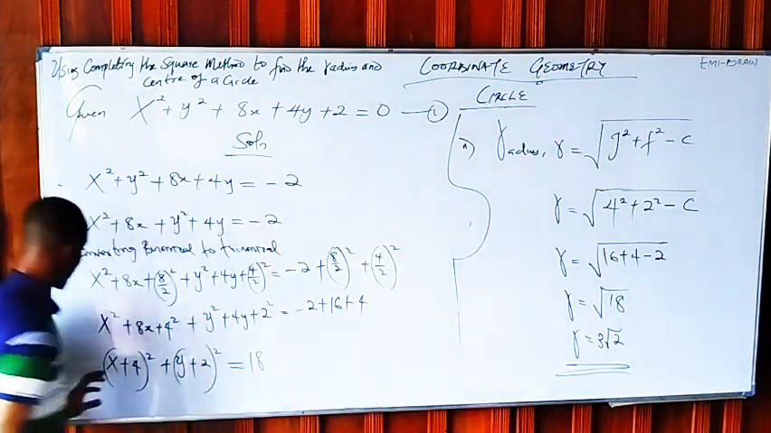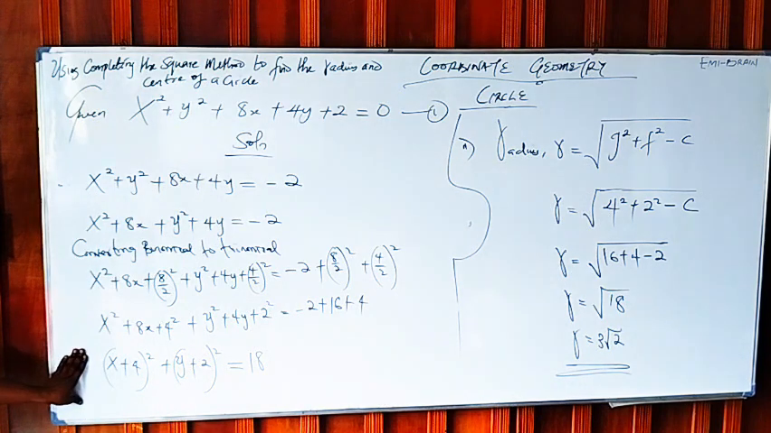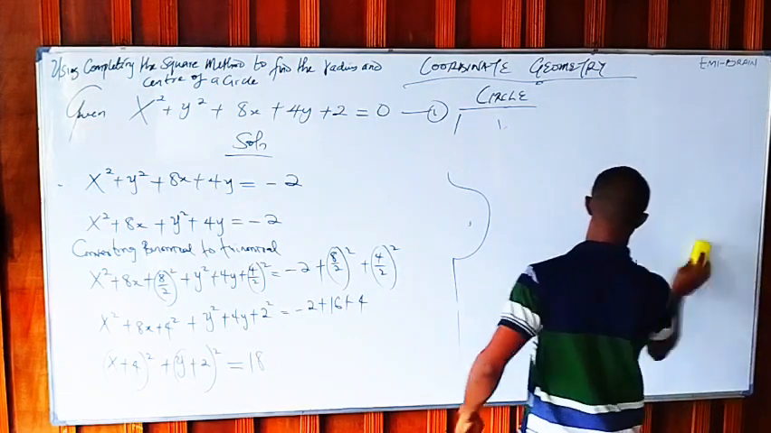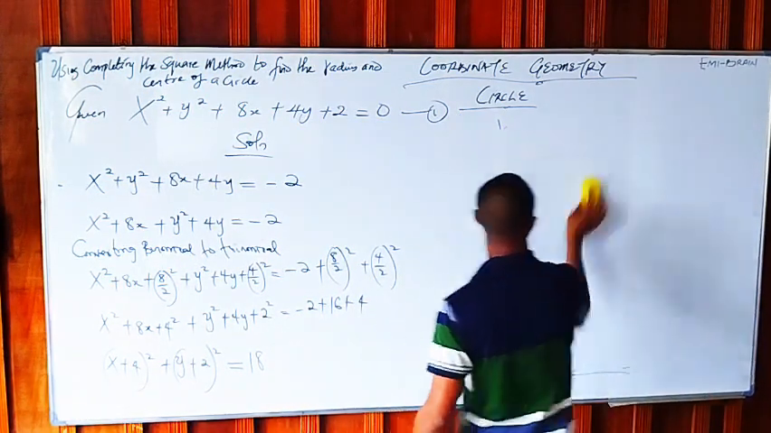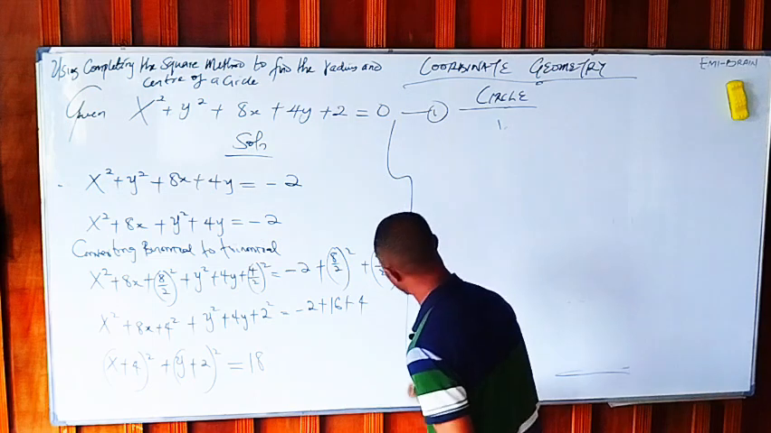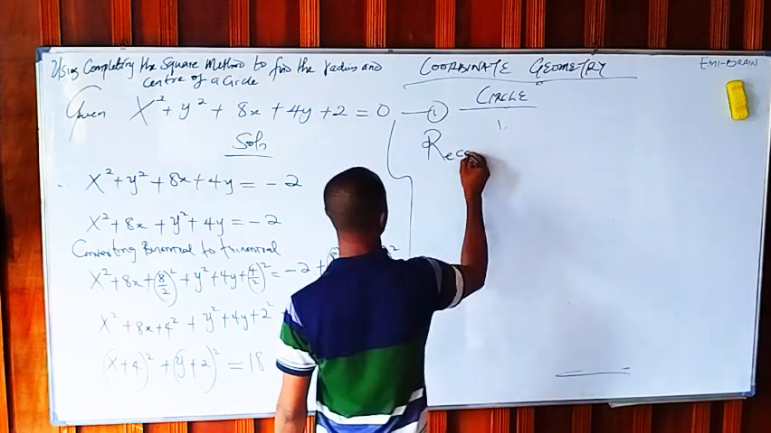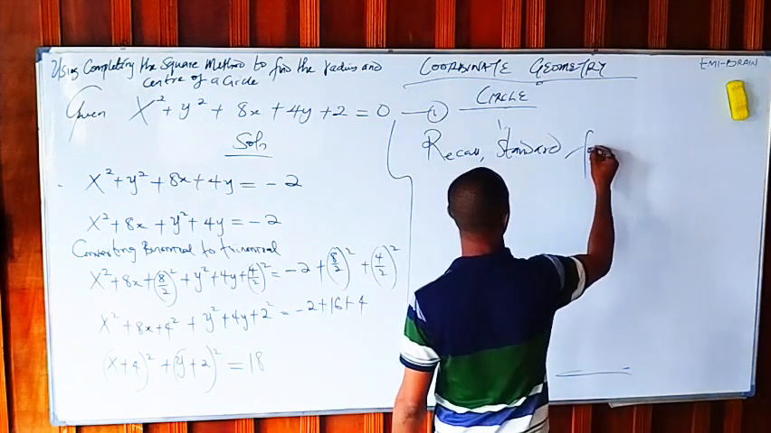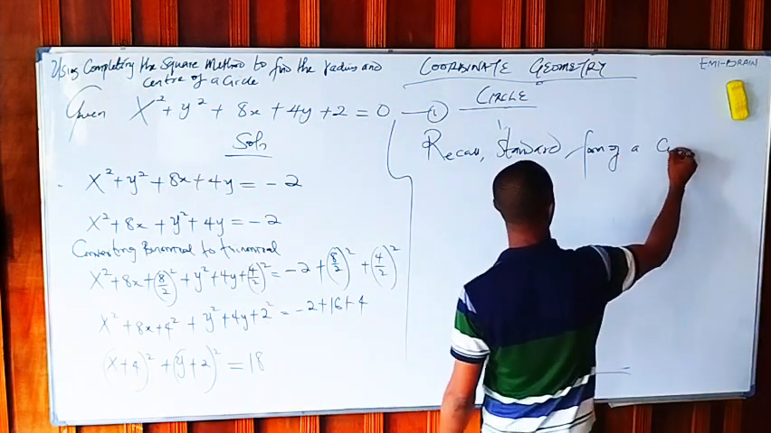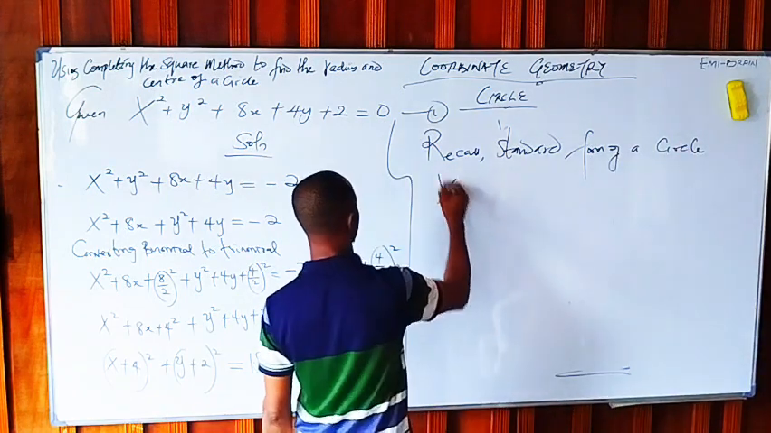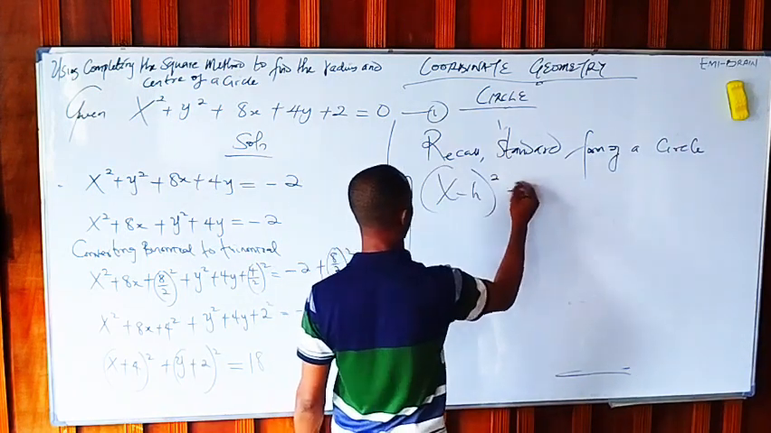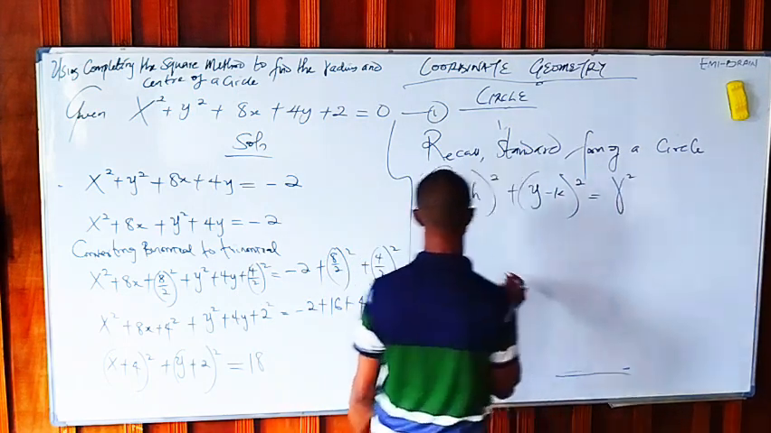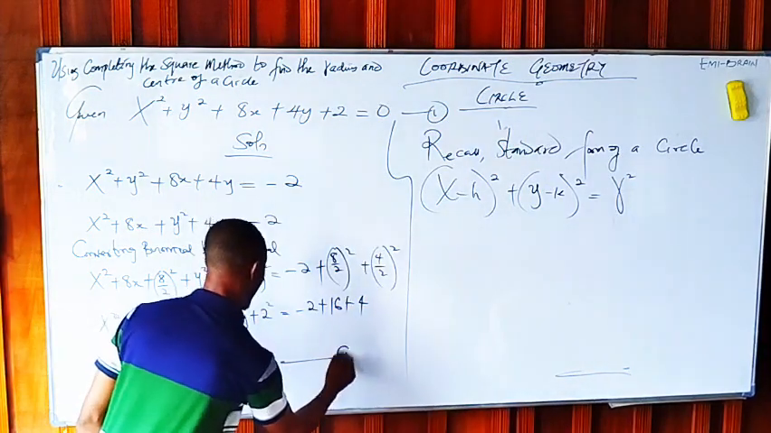Then we now record. If you notice, I've converted this to standard form. What is standard form saying? Recall the standard form of a circle is given as (x minus h) all squared plus (y minus k) all squared equals r squared. Then I will say this is equation 1.